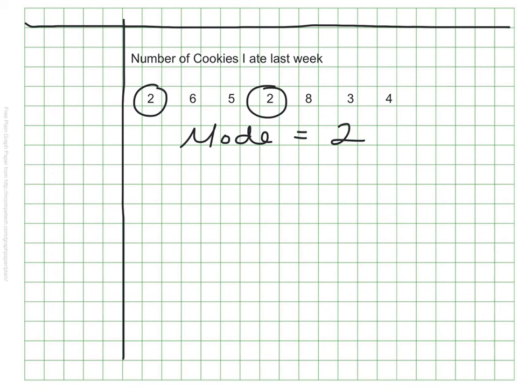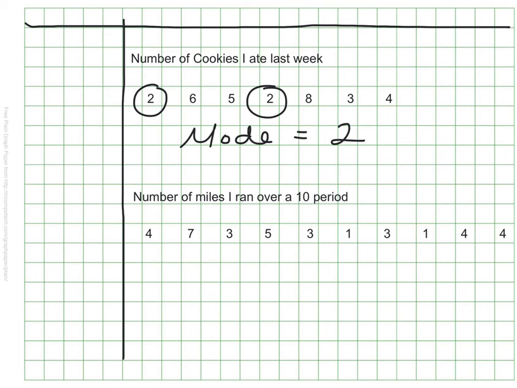Let's try another one. In this set of data, I'm going to keep track of the number of miles I ran over a period of 10 days. On the first day, I ran 4 miles. The second day, I ran 7, and so on. Based on this data set, what would you say the mode is?